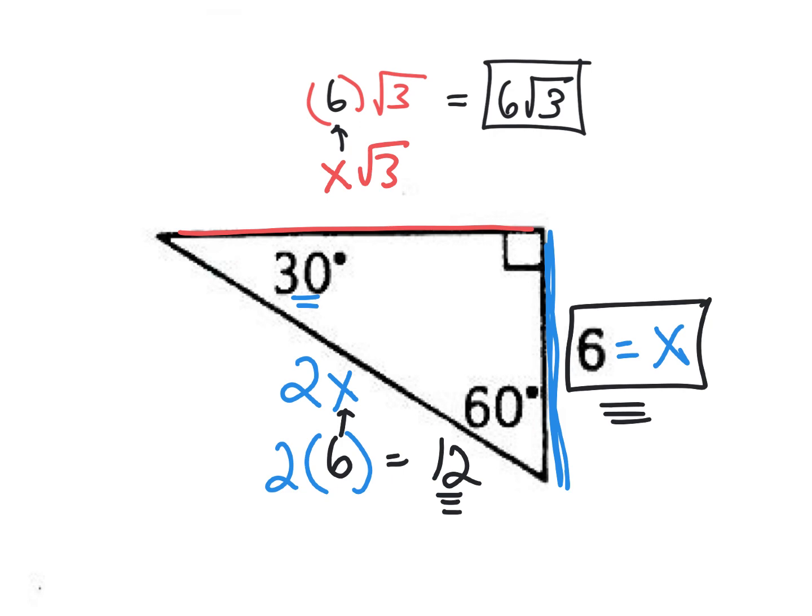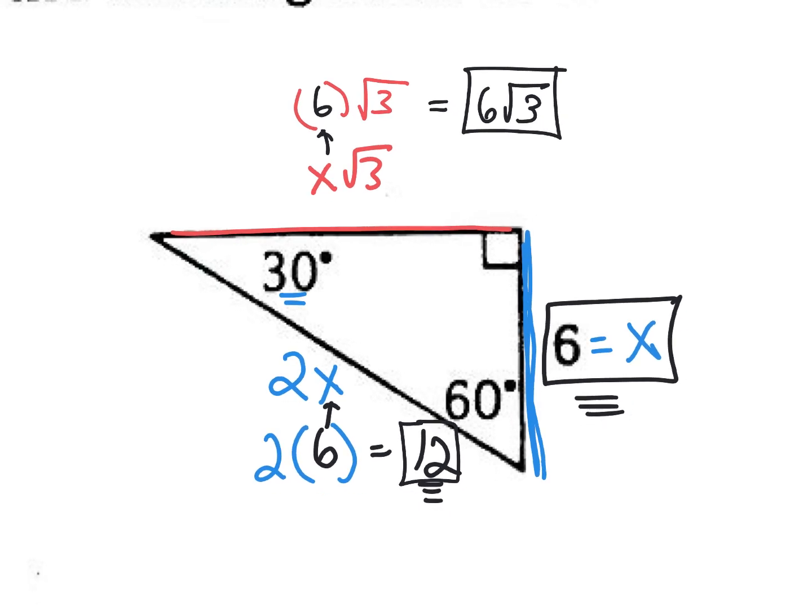Oh, we don't have to do it? I made it 10.4, but I don't think that's needed. No, you can just leave it as a radical. You can leave it exact. You don't even have to do that.